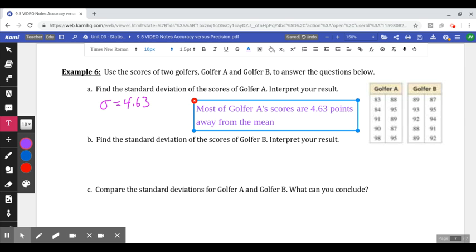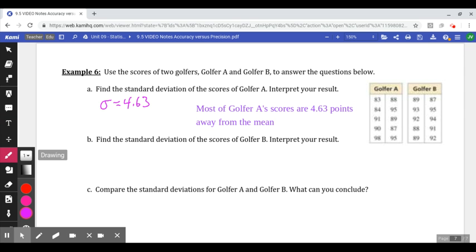What does that entail? Well, I'm not sure what the mean is for this. You could figure that out. But let's say the mean was something like 90. Most of the scores would be, well, you would just take 90 and subtract 4.63, so a little above 85, and then add 4.63, so almost 95. So most of the scores would be between 85 and 95.